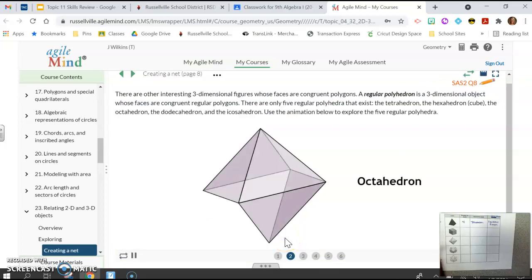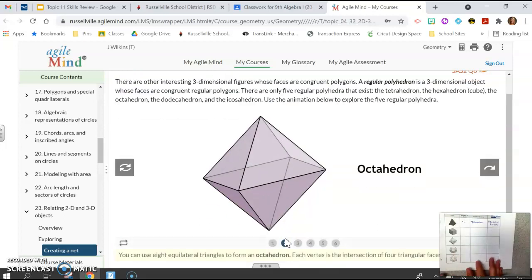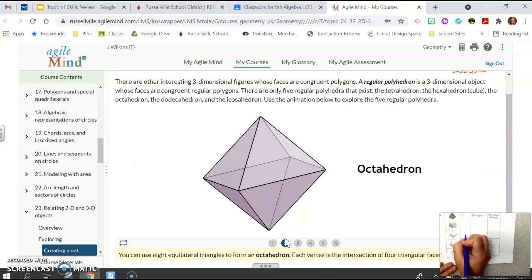All right, the next one is what we call an octahedron. Octo means 8, so there are 8 faces, and they are also equilateral triangles. So this is an octahedron here, and it is also made of equilateral triangles.